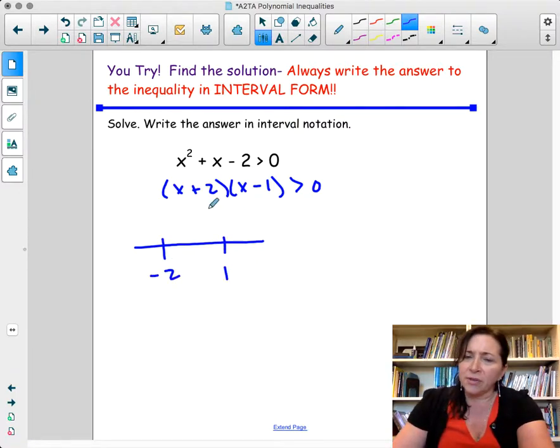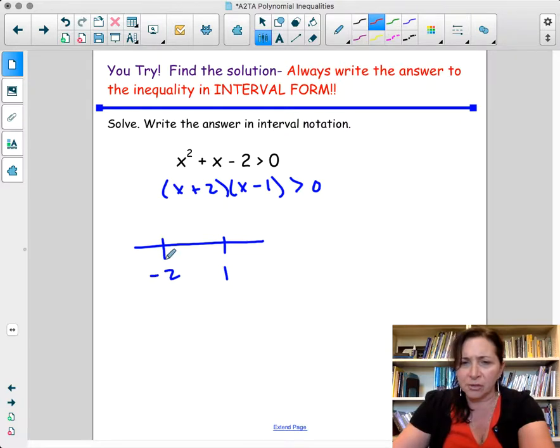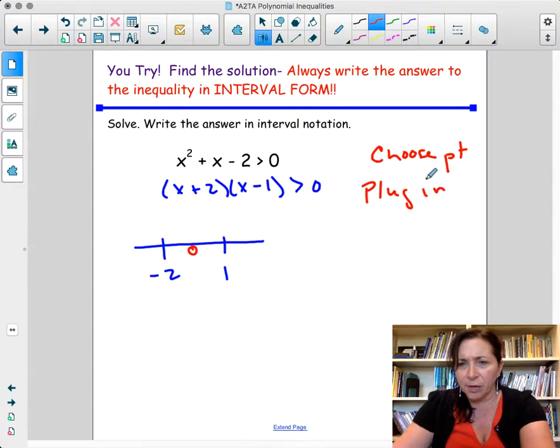So now I'm going to test a value, and again, I always choose 0. 0 is in between here and here, and I'm going to plug it into my equation. You choose a point, and then you plug it into your equation, all right? So I'm plugging that in.